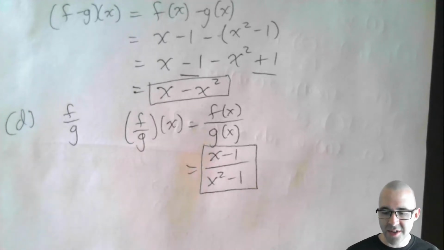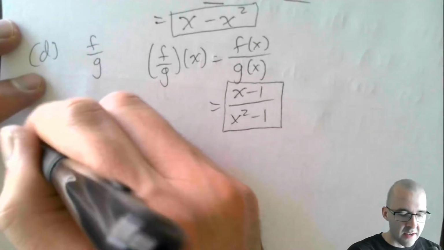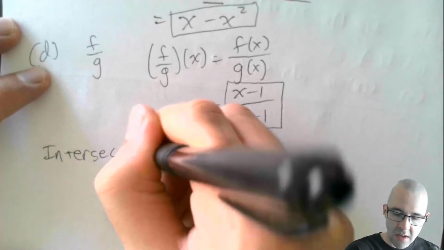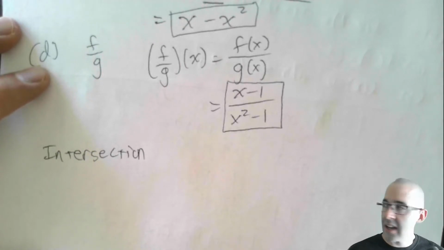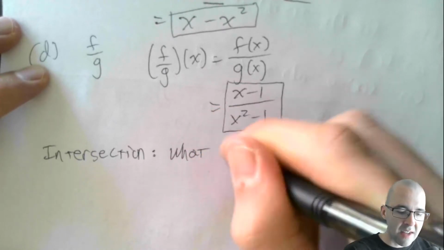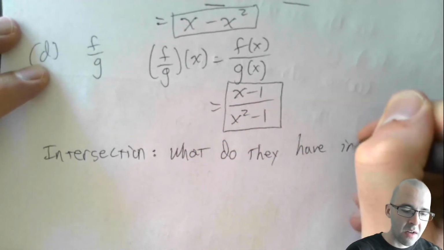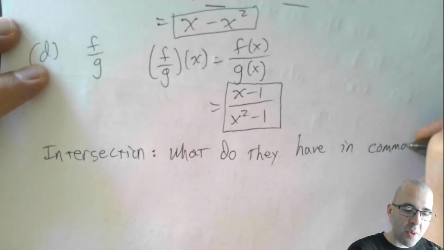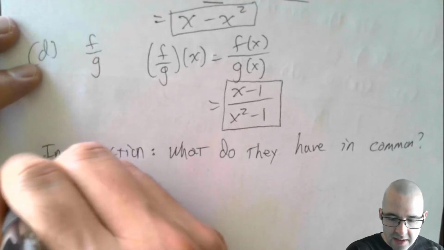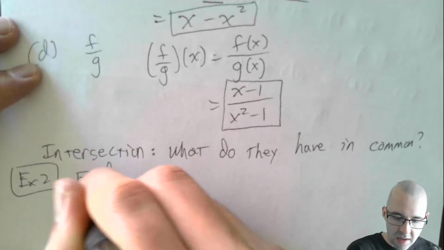Next, we need to talk about intersections, okay? Specifically, intersections of sets. So if I look at the intersection between 2 sets, really what I want to know is, what do these sets have in common? Right, that's what we mean when we say set intersection. So let's look at some examples. Example 2. Find the following.